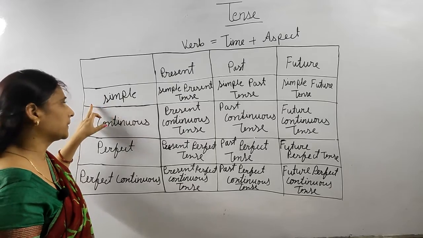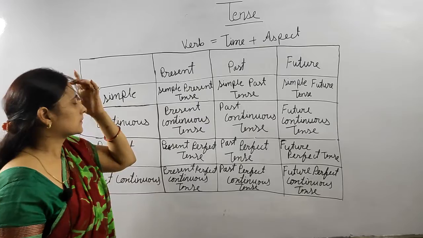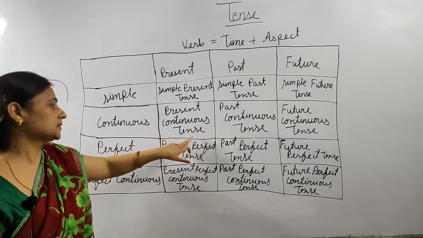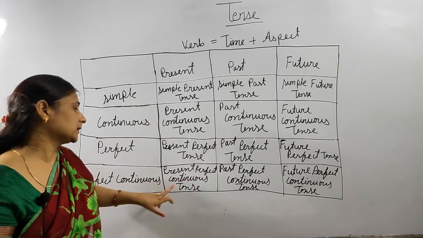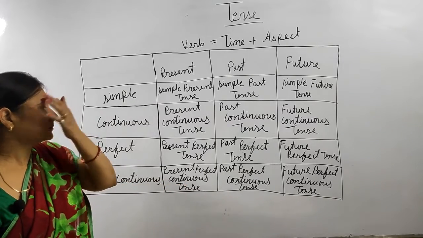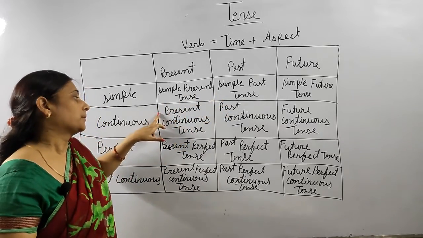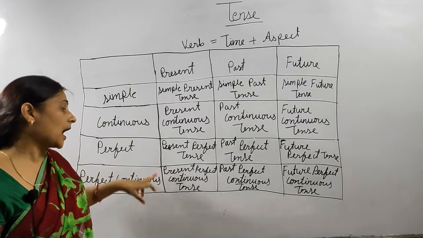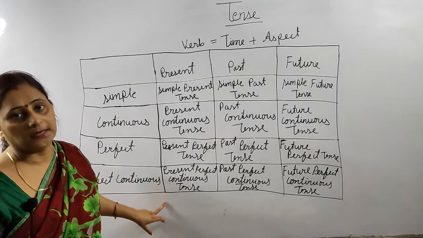So here are the forms: simple present tense, present continuous tense, present perfect tense, and present perfect continuous tense.